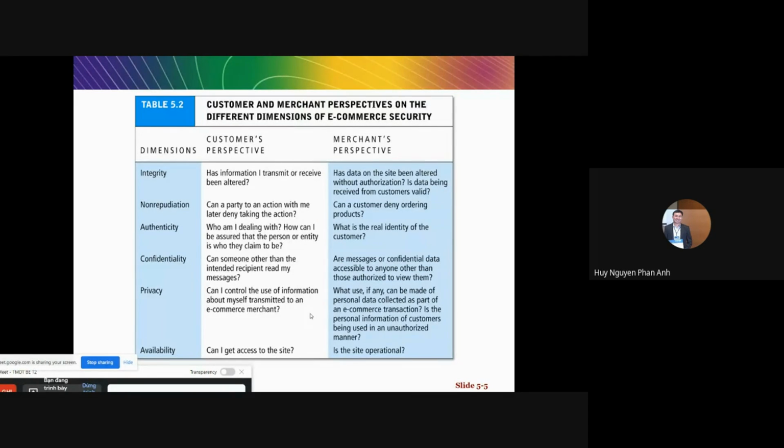And about availability, it simply means being able to access the website. We should make sure that the website is available online, that it doesn't crash, that it's operating. So those are the major dimensions of e-commerce security.